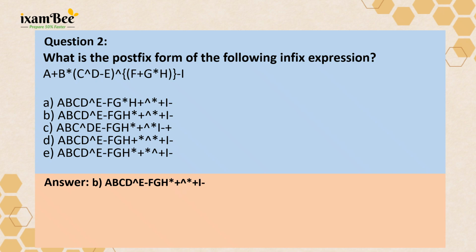Remember that the brackets would have the highest priority, and within the brackets exponent has the highest priority, followed by multiplication, and here it would then be followed by plus and minus operators. So if you calculate the postfix form, you will get the answer as B.